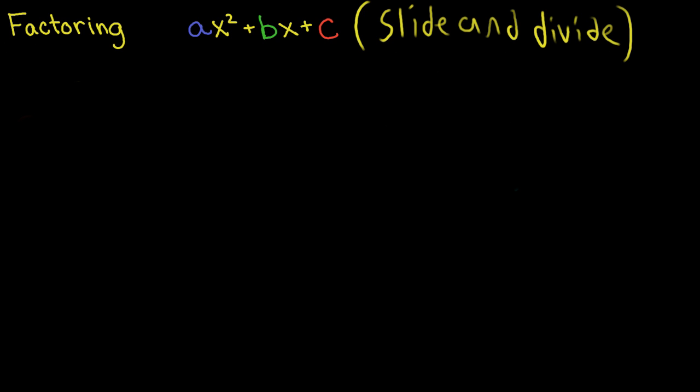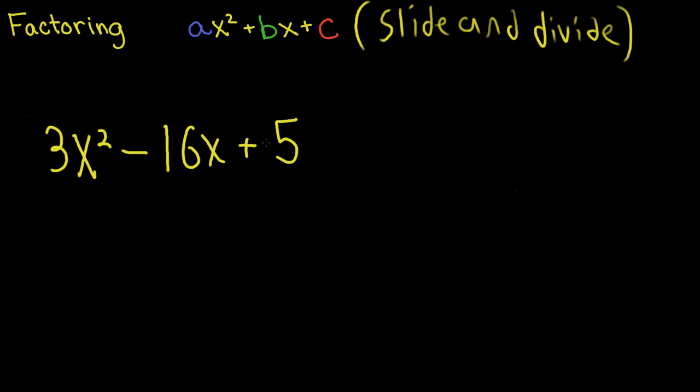So let's get started. Our first problem is going to be 3x squared minus 16x plus 5, and we're going to factor this. My first step in factoring should always be to look for GCF. I can tell there isn't going to be one because 3 is not evenly divisible with negative 16, nor with 5. My next step would be to see if there was a negative out front. I don't see any negative, so we're good to move on.